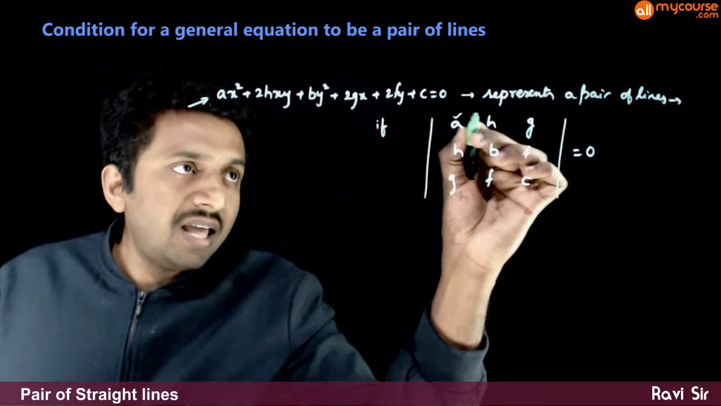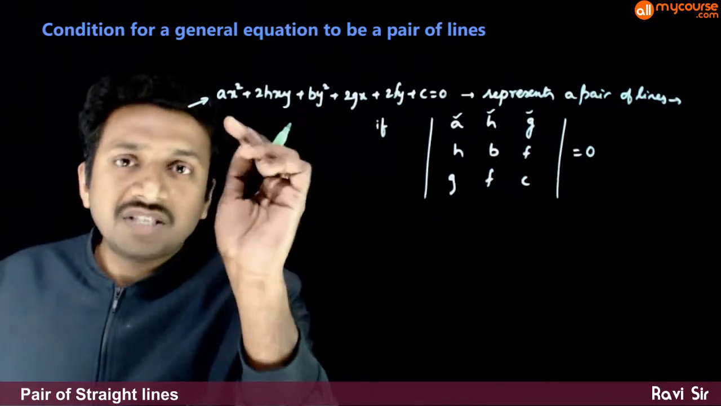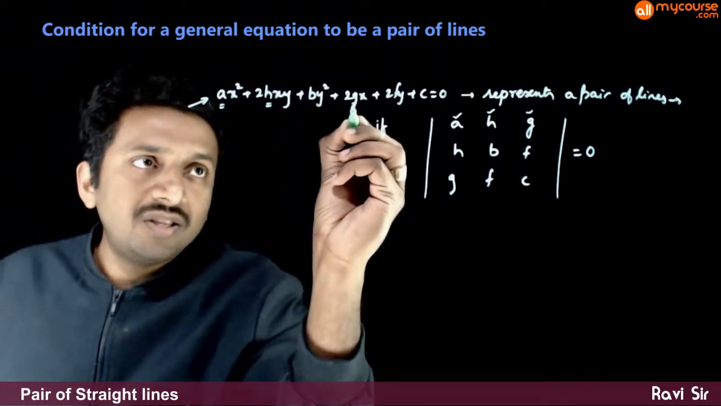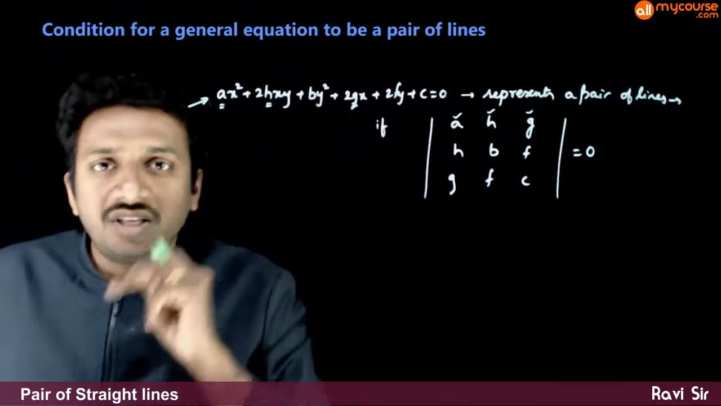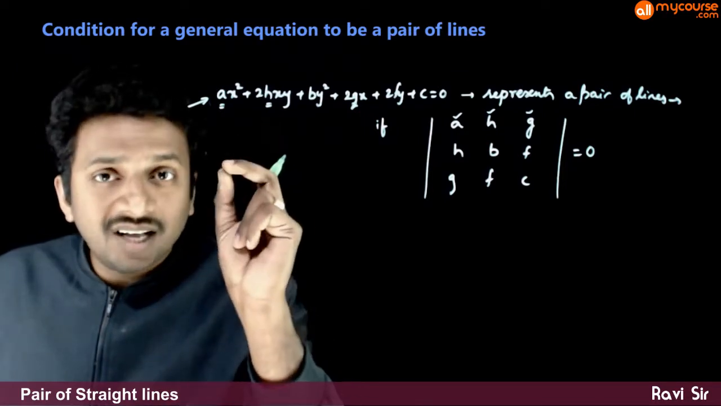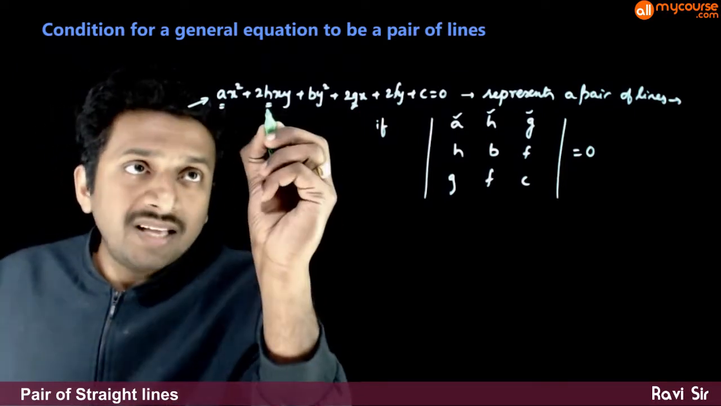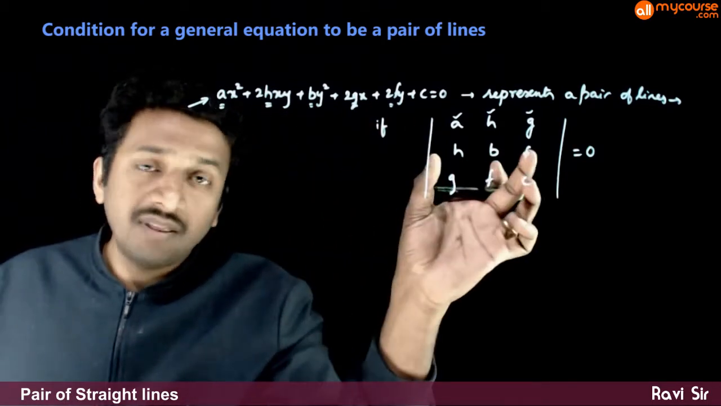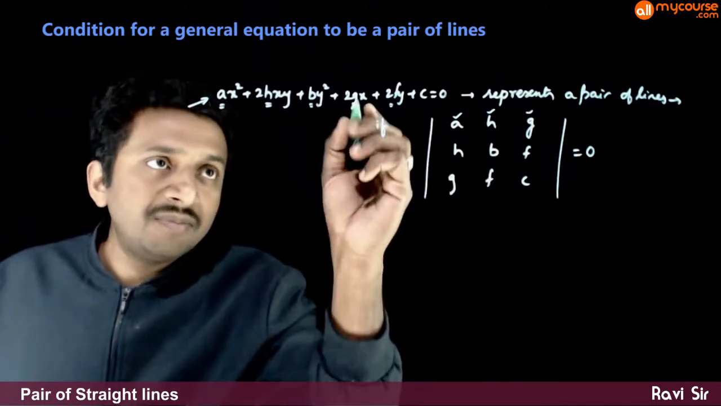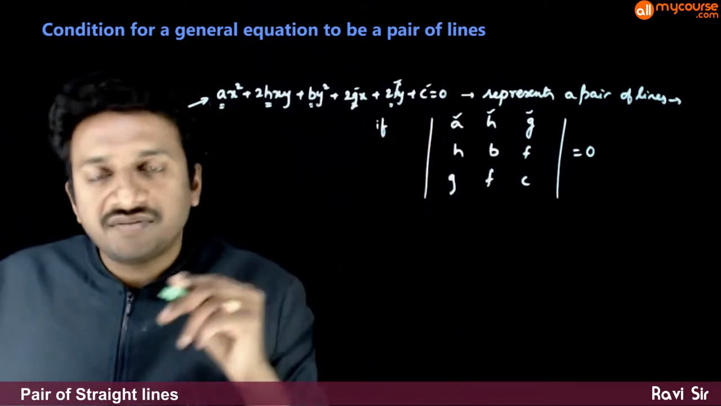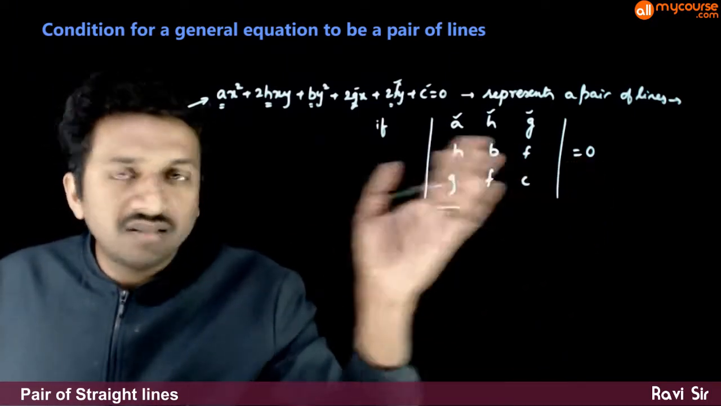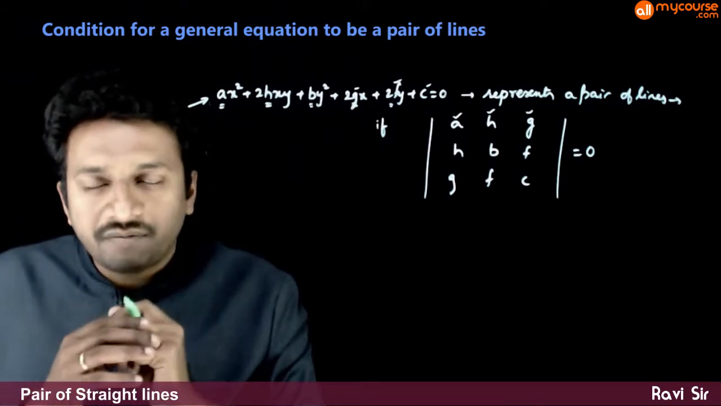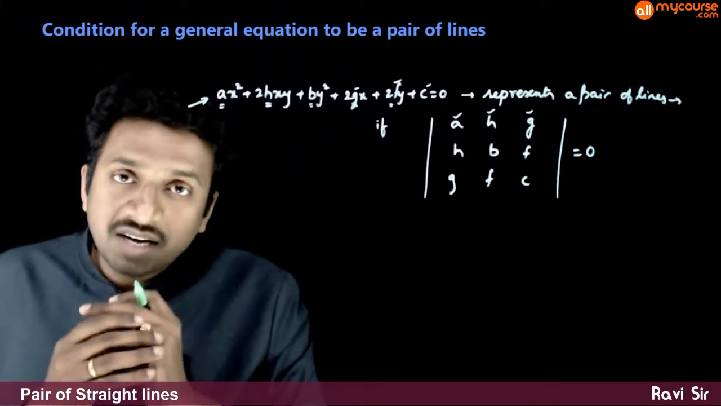So first A H G, just look at the terms which contain x. So x is present with A, with H, with G. So the first row contains A H G. And the second row contains the terms containing y. So y is present with H, with B, with F. So H, B, F in the second row. And the last three terms are G F C. So if this determinant is equal to 0, then this represents a pair of lines, otherwise not a pair of lines.